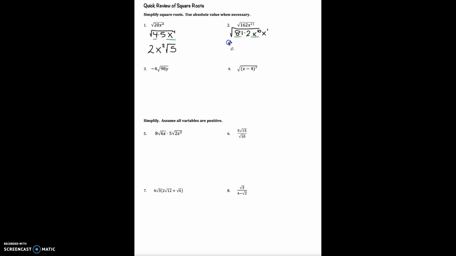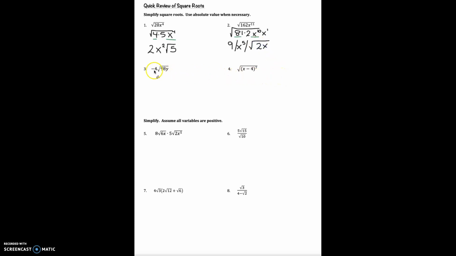Square root of 81 is 9. Square root of x to the 10th is x to the 5th power. Now, because it's a 5, we do need absolute value there because that's an odd exponent. And then we'll write what's left in our radicand. So it's going to be square root of 2 and then x.